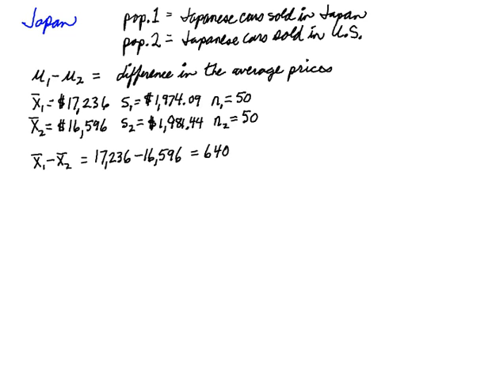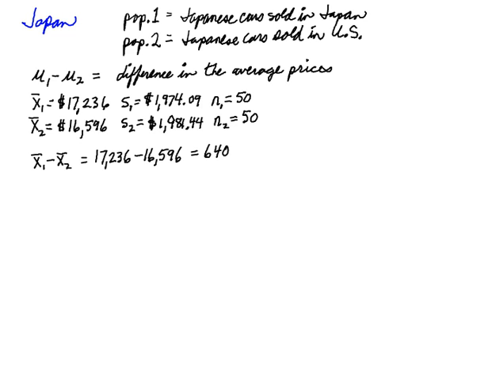So I guess there is some evidence for the U.S. officials saying that the Japanese are charging more for their cars in Japan than in the United States. There might be some evidence of that. Based on the samples anyway, the average from the sample for Japan is higher than the average from the sample in the United States. So that's a $640 difference.